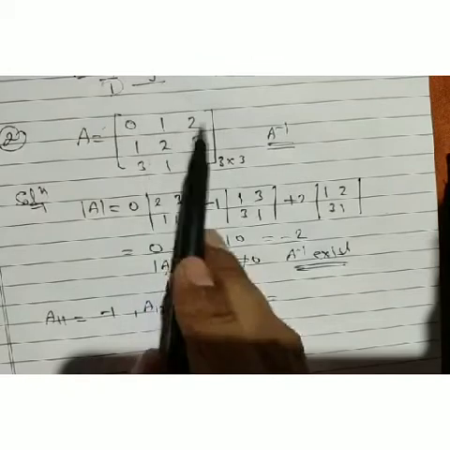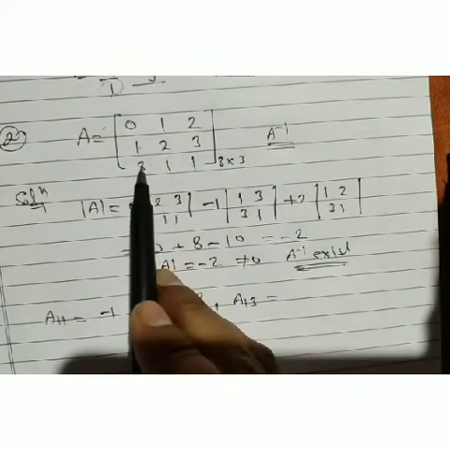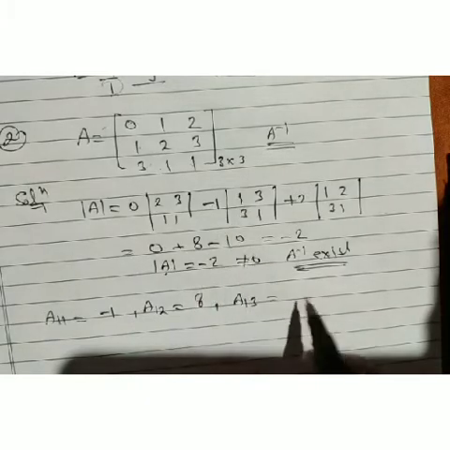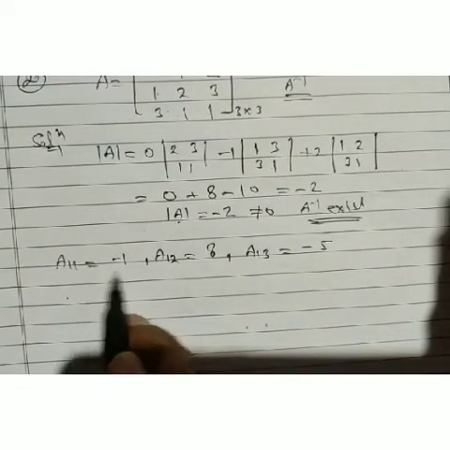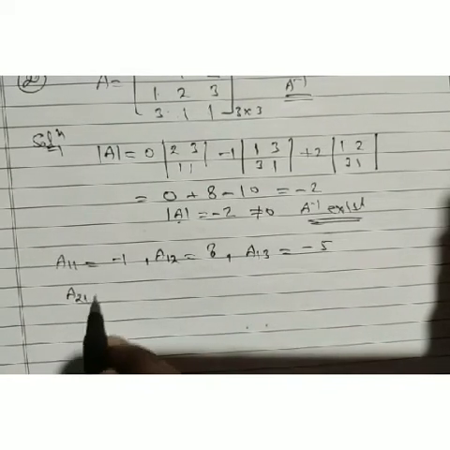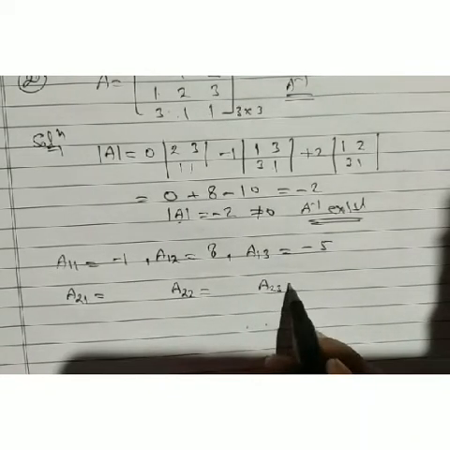Cofactor of this 2, deleting this row and column, we have 1 into 1 1, and 3 to 6 minus 6. We get 1 minus 6, it's a minus 5. Now we get A11, A12, A13. We are going to A21, A22 and A23.